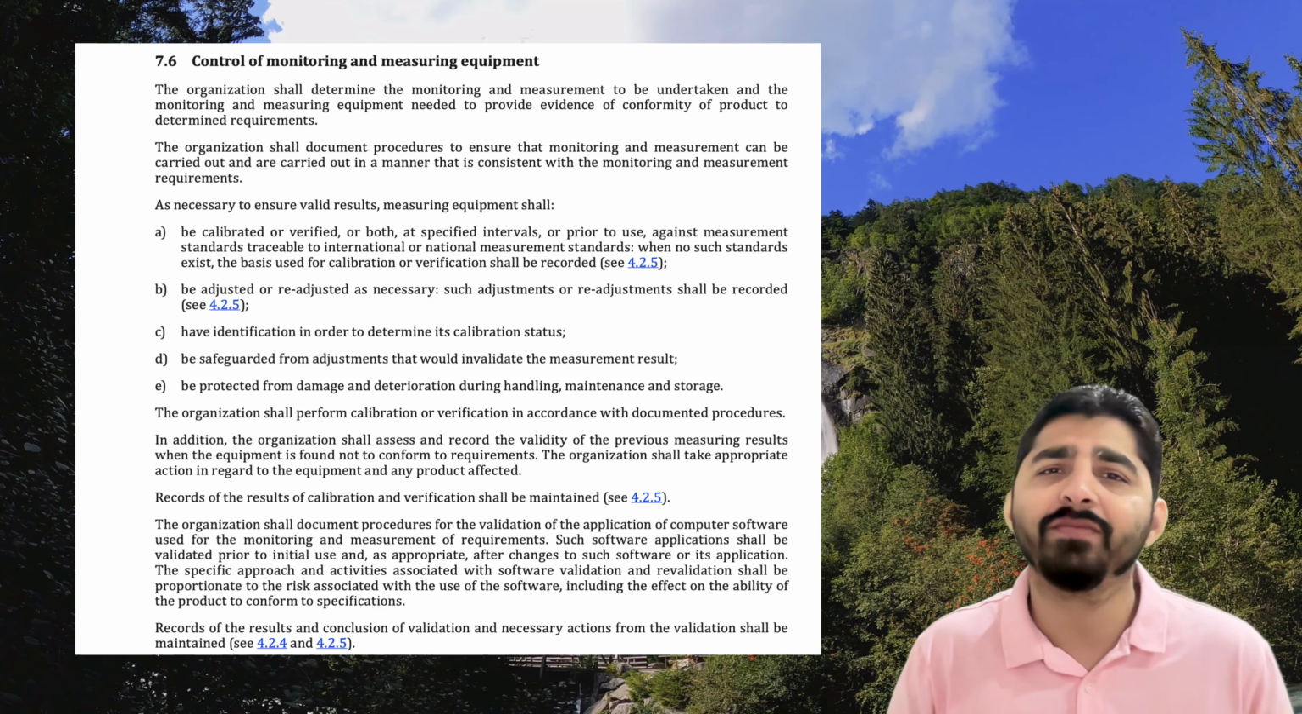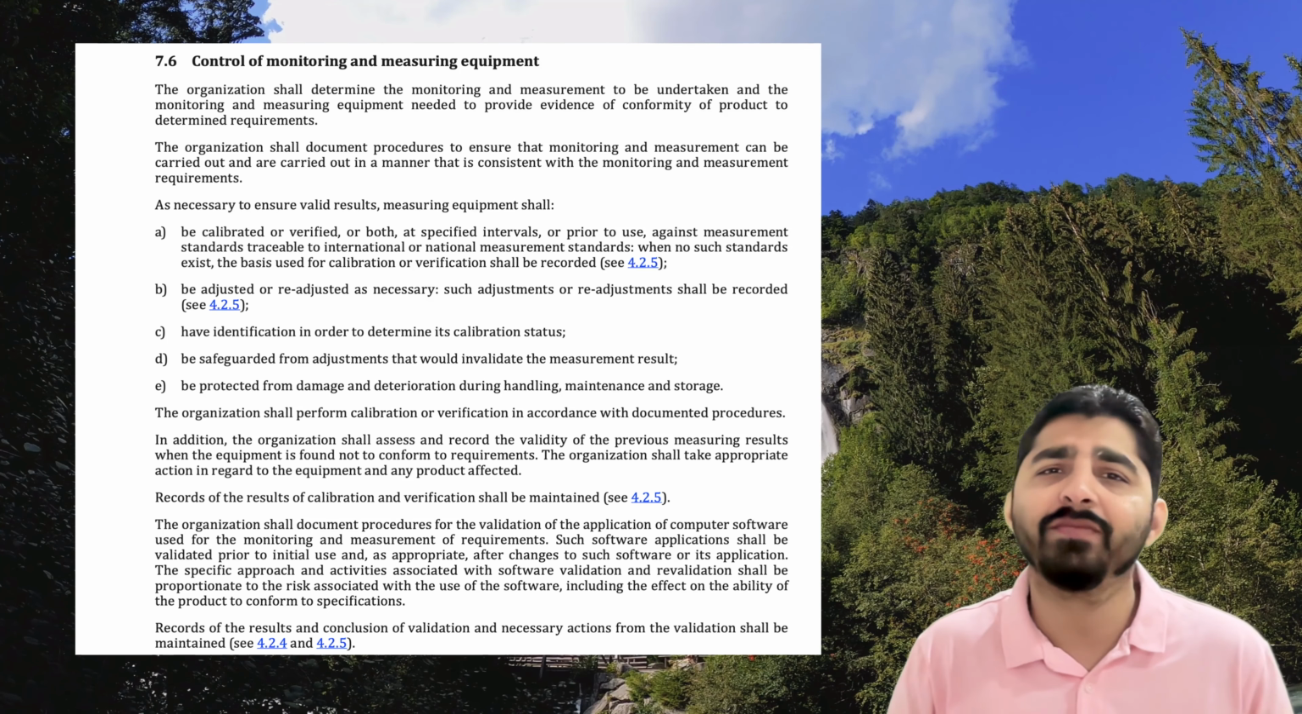So what does it mean? In order to ensure that the results coming out of using this equipment are valid, it shall comply with the following requirements. So what are those requirements? Let's go one by one.